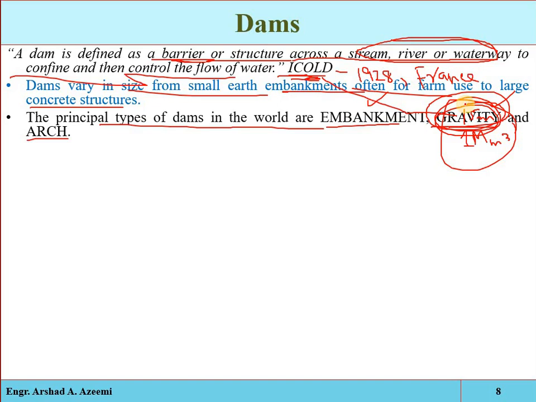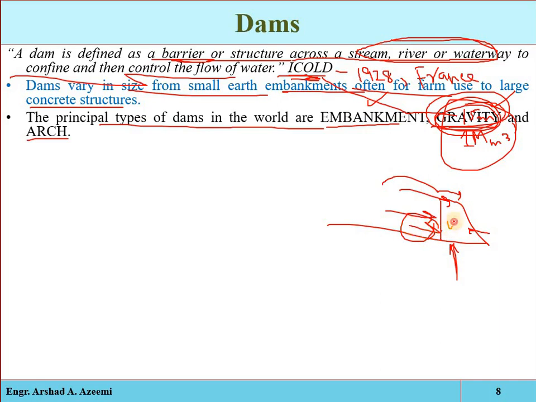The destabilizing forces mean, for example, if you construct a structure across a river, there will be water pressure acting on it, uplift pressure, earthquake pressure, wave pressure, and wind pressure, and its self-weight will also exert some pressure on the structure. So these are called the destabilizing forces.